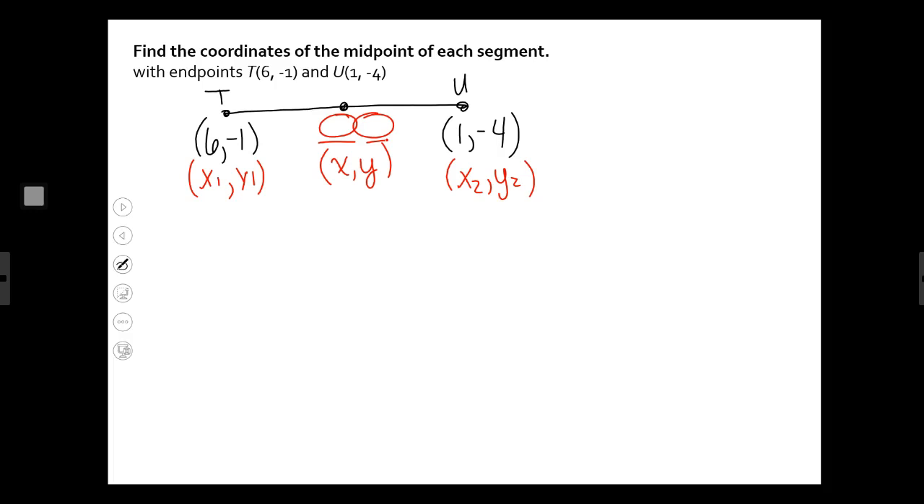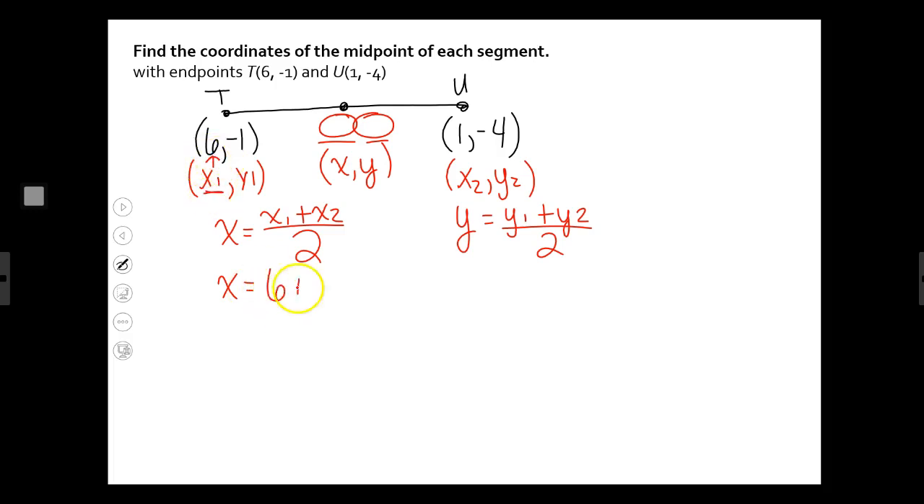So when you plug it into the midpoint formula, to find the x, we use x equals x1 plus x2 divided by 2. And to find the y, you're going to use y1 plus y2 divided by 2. So now we just substitute. We do know that x1 is 6, and x2, if you look at my arrow, is 1, divided by 2. That is the formula, guys. 6 plus 1 is 7 over 2. So that is your x value.